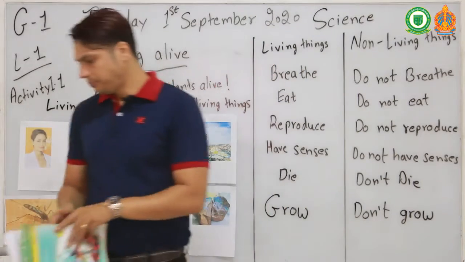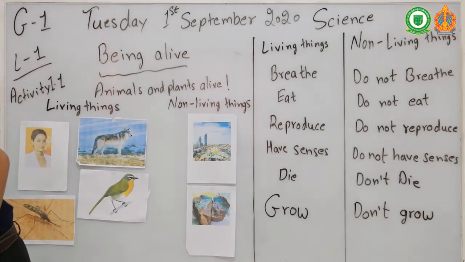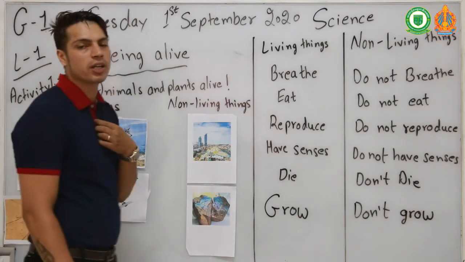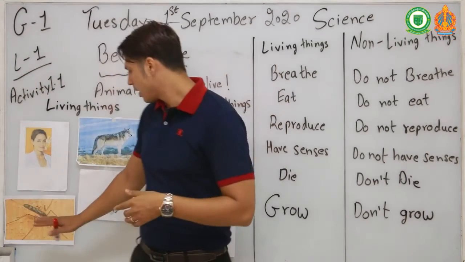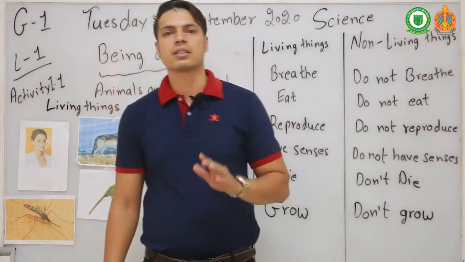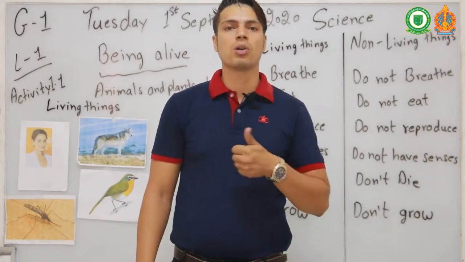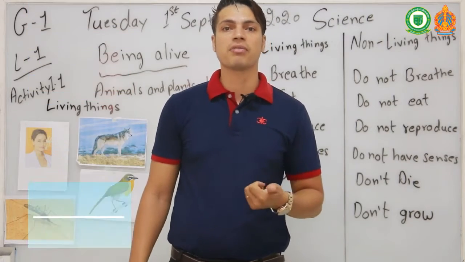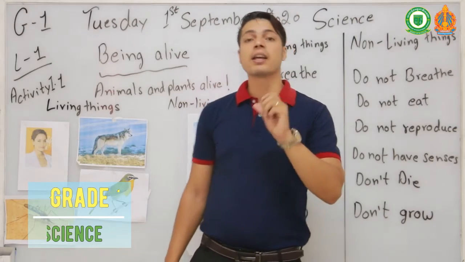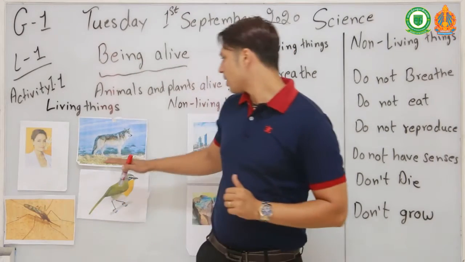Let's have a look here. I have some photos here. Living things: human beings, like us, are living things. And insects. All insects are living things, like a mosquito, flies, dragonfly and ants. Even ants are living things.